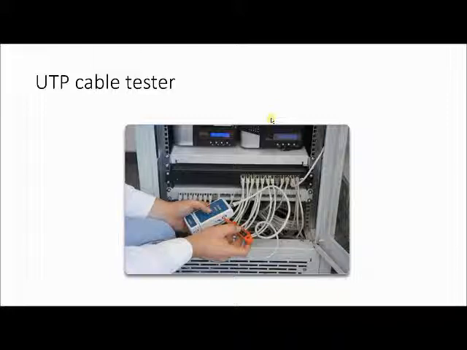In order to test the functionality of the UTP cable, we can use a UTP cable tester, which determines if a cable is functional. This tester shows the wire map, the cable length, if there is crosstalk and signal loss due to attenuation, and determines if the cable is functional.